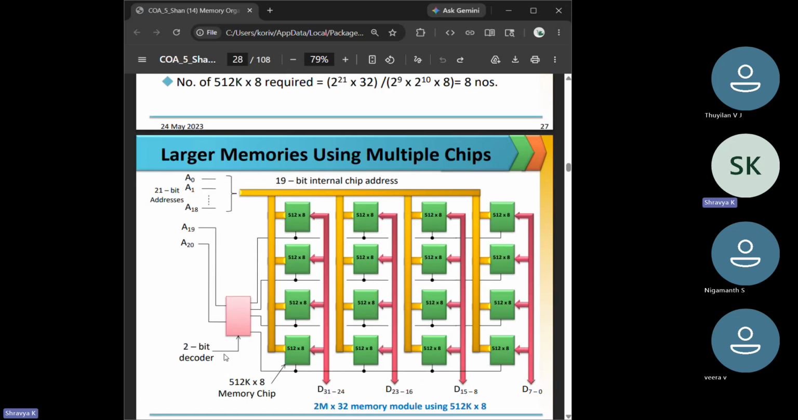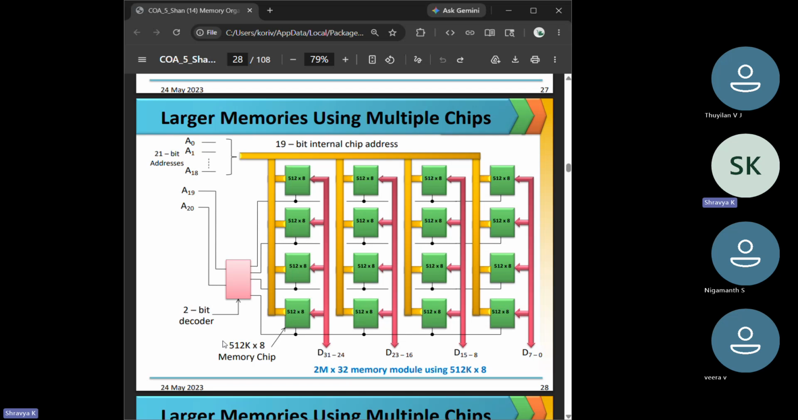And the other bits, the 20th and the 21st bit, A19 and A20, these two bits are fed into a decoder, right? And then you get 2 to the power 2, which is 4, so you get the row which you need to find out, right? So this decoder will basically give you the row, or the location for which chip you need to access, right? So the first 19 bits will give you the internal chip address, and these two will give you which chip you need to access, right?